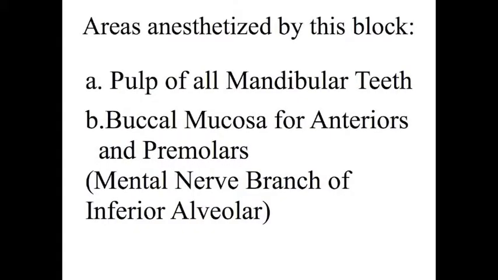There is one major area anesthetized by the inferior alveolar nerve. The rest are anesthetized because of branches or just proximity. The first is the pulps of all of the mandibular teeth. The next is the buccal mucosa of the mandibular anterior and premolar teeth. These are innervated by the mental nerve, and the mental nerve is a branch off of the inferior alveolar nerve.